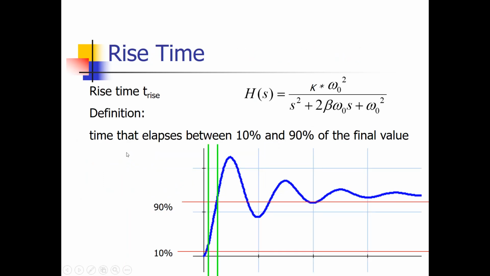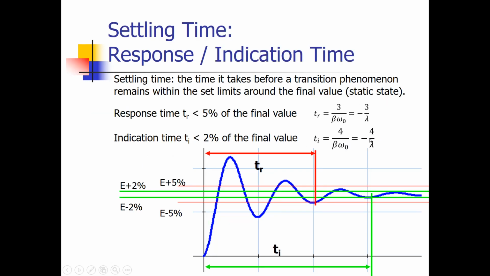Then we have the rise time of your output signal, which is the time between 90% of the end value, of the static state value, which I should say, minus 10% of the end value of the system. So that's the time between 10% and 90% of the final value. And another parameter which is often used when a system is defined is the so-called settling time. And there are two settling times.